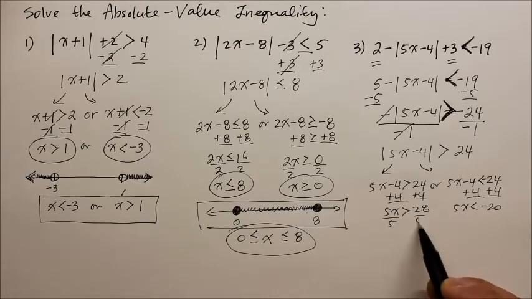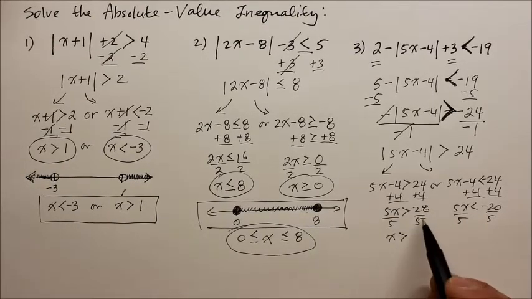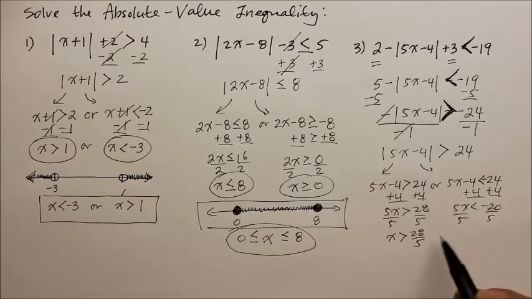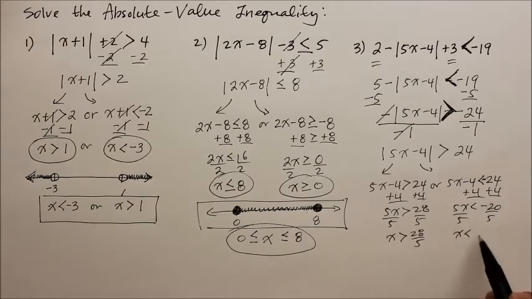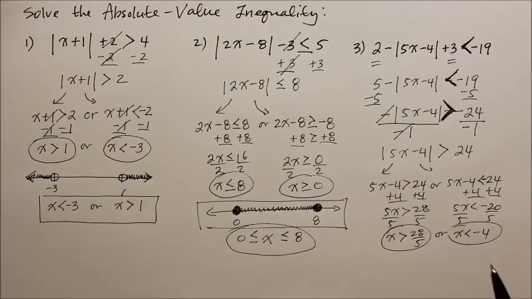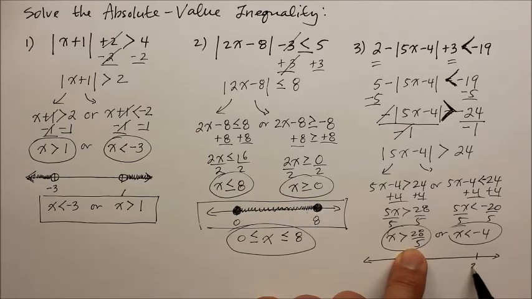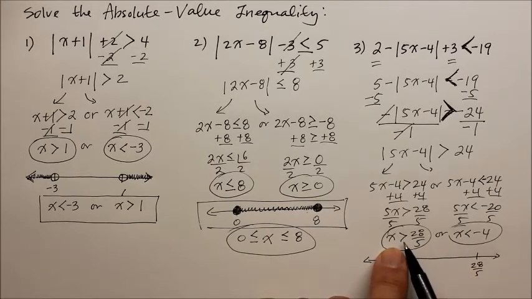Divide both sides of the inequality by 5. So x is greater than 28 over 5, whatever this fraction is. And this is x is less than negative 4. So on the number line, which one's a bigger number? 28 over 5 or negative 4? The fraction, yes. Don't worry what that is. Just put that there, 28 over 5. Not equal to, so it's an open circle.